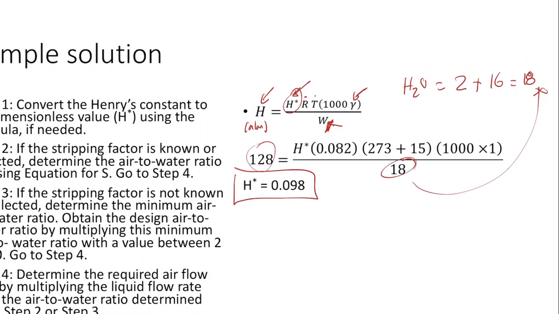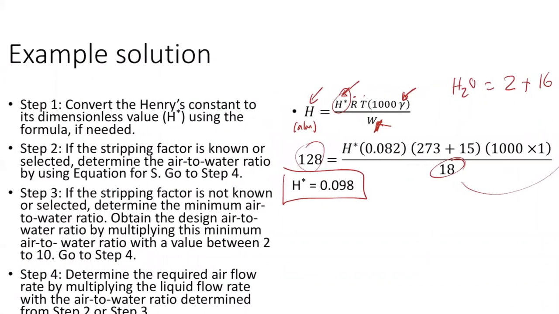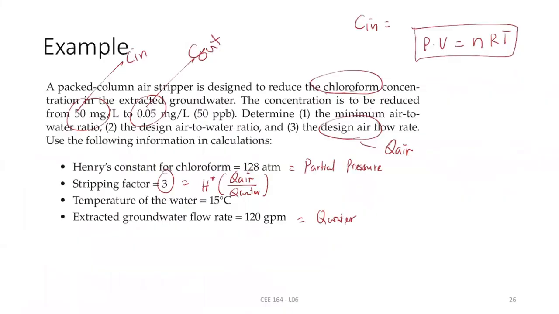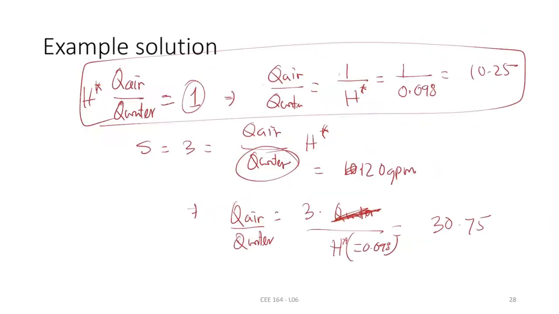This is the specific gravity of water, which is 1000. And 18 is the molecular weight of water, which is 18 gram. If you put this in the equation, you convert that to H prime, so here H star is 0.098. Then everything else you can solve. We solved that here. You know the stripping factor, that means you know these equations. If you know the equation, you can solve for one of the unknowns. That's what we did here: we solved for the unknown.